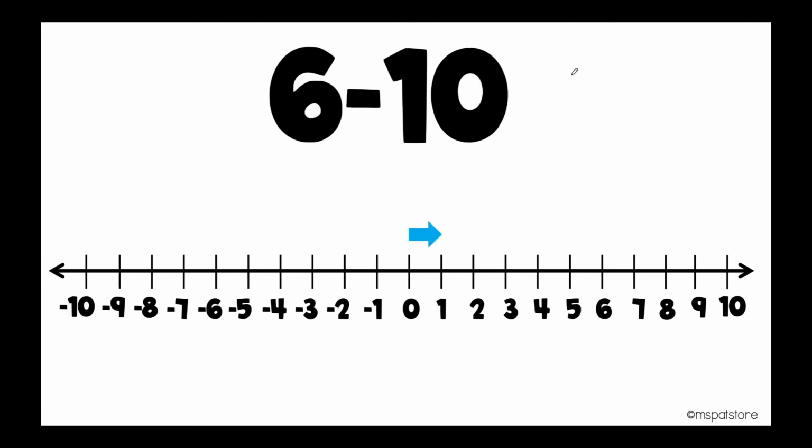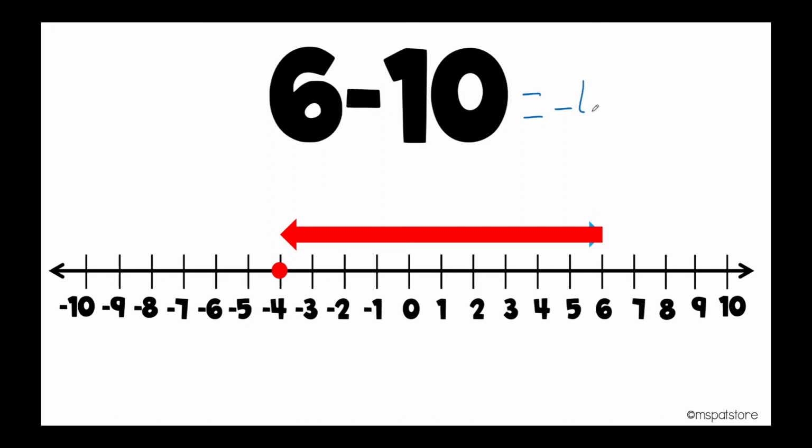Let's take a look at this other example. Please pause the video and try to do it by yourself. As you can see, the first number is a positive number. So you're going to draw the arrow towards the right 6 times. Now you're going to take away 10 from those 6. So the arrow that you're going to draw will move towards the left 10 spaces. As you can see, it lands on negative 4. So 6 minus 10 is equal to negative 4.